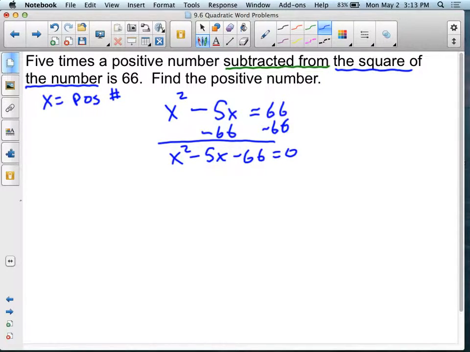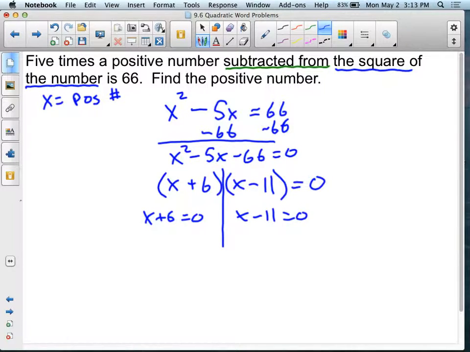I look at this and I say to myself, okay, it's a trinomial. There's no common factor. So I'm thinking what I need to do then is find two numbers that multiply to negative 66 and combine to give me negative 5. So x squared gives me x and x. 66, I'm thinking like 11 and 6. And negative 11 and a positive 6 will give me a negative 5. Great. Let's set our two factors equal to 0.